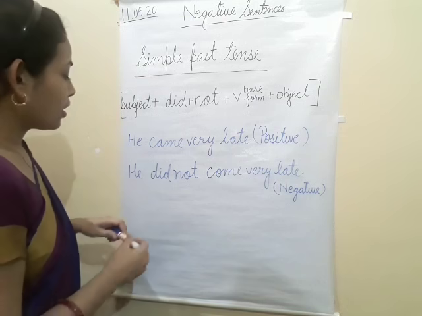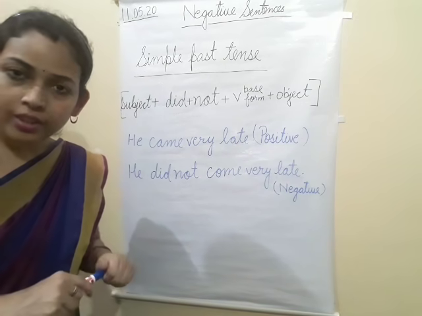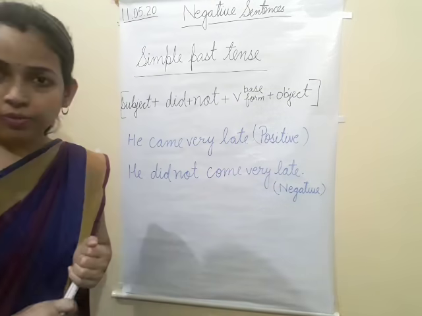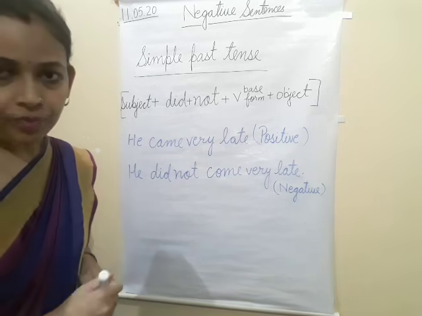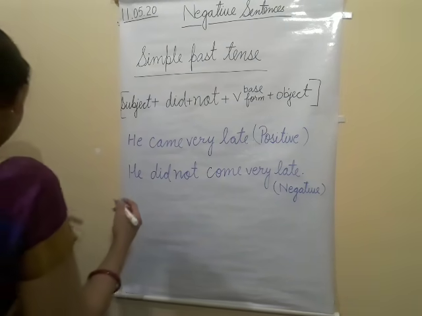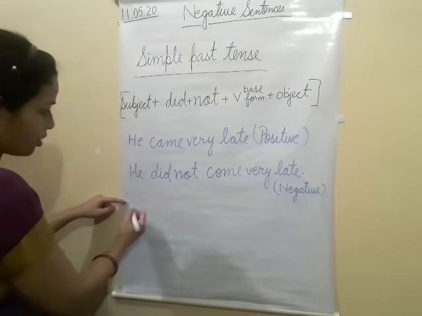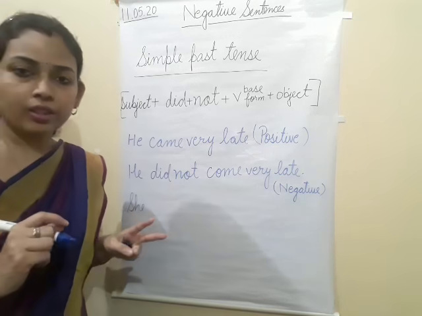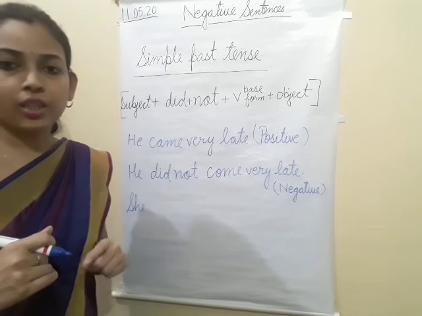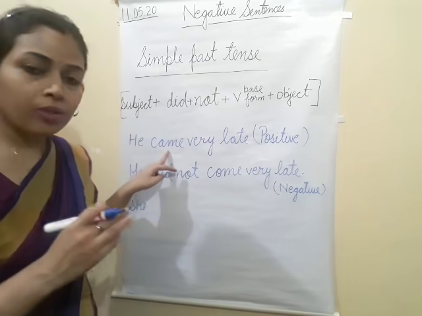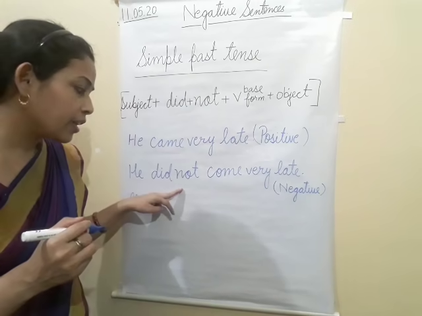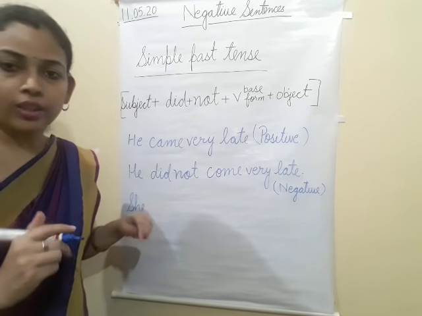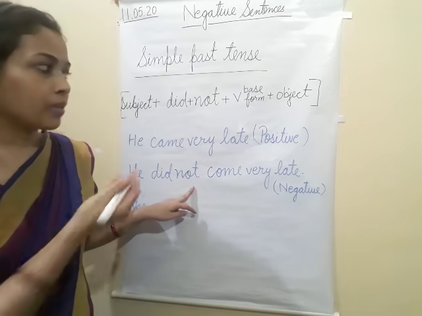So in the negative sentence of simple past tense we use subject, did not, verb base form and object. Clear? Now another example I am writing: He wrote a letter, or she wrote a letter. And one more thing I want to tell you: in simple past tense, in the affirmative we use the second form of verb, and in negative with all the persons, all the subjects, we use did not and verb base form.